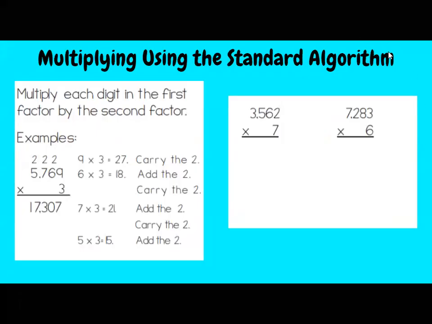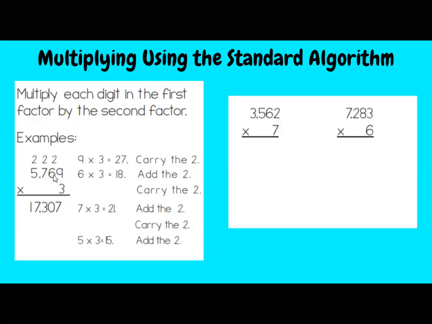So when we multiply using the standard algorithm, we are multiplying each digit in the first factor by the second factor. Here we have a 4-digit number and we're multiplying by a 1-digit number. We take the second factor, 3, and multiply it by every single digit in the top factor. So 9 times 3 is 27. We put the 7 in the ones place, and we carry the 2 over to the tens.